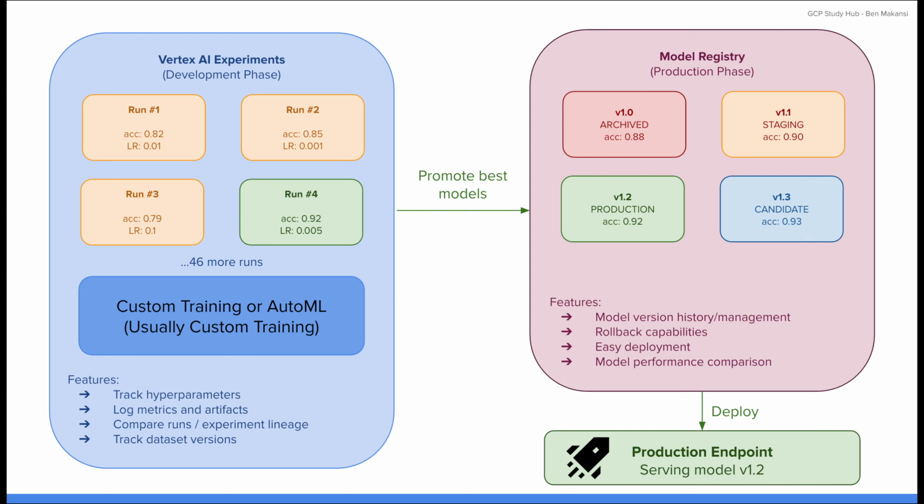So once a version is selected for serving, it can be deployed to an endpoint, a production endpoint, as a production model. So here we're serving model version 1.2. So the overall flow is iterate and log experiments during development, promote the best runs to the registry, and deploy selected versions into production.